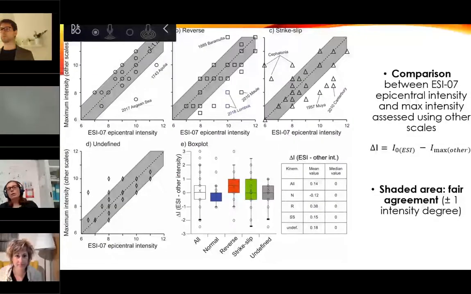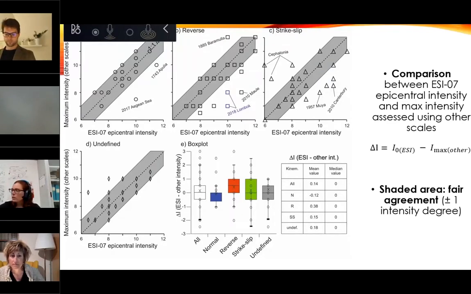So what we did is, as I mentioned, to fill a field with the maximum intensity with any other scale, and the ESI epicentral intensity. So basically all the points within the shaded area in these graphs show a good agreement between different intensity scales, and we are happy about that.